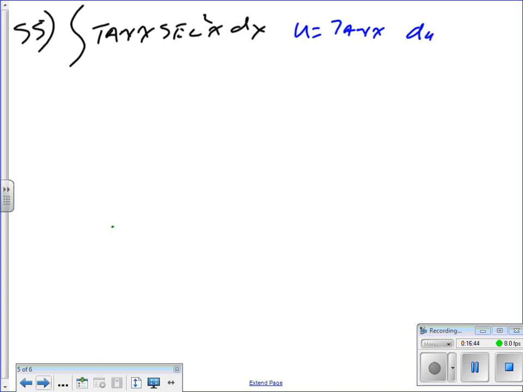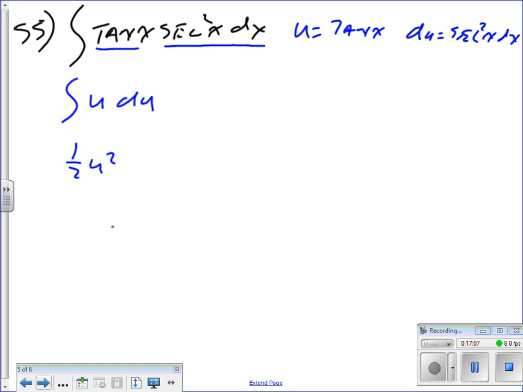du equals secant squared of x dx. That's a nice straight substitution. Tangent times secant squared dx. So this is the integral of u du, which is 1/2 u squared plus c, which is 1/2 tan squared x plus c. That's one possible answer. There's another one.